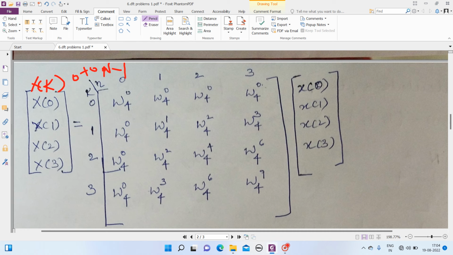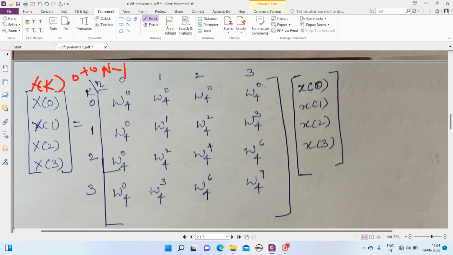This is a twiddle factor. The main thing is we need to calculate the twiddle factor. It is very difficult if you are calculating the DFT using the direct computation method. In the matrix method, we can easily calculate the twiddle factors using the periodicity property. Okay, so we will see what the periodicity is. You have already studied that periodicity property. We just apply that property and we will solve the problem very easily.